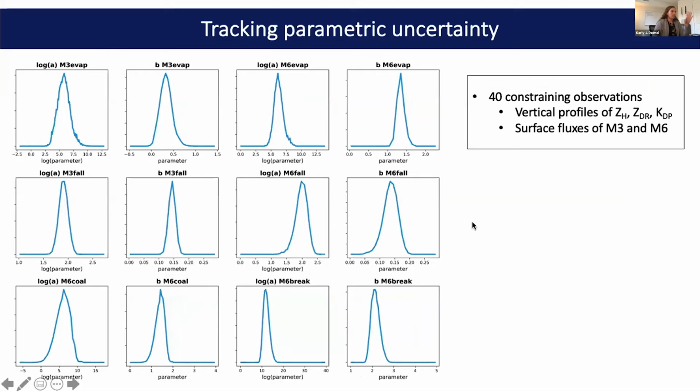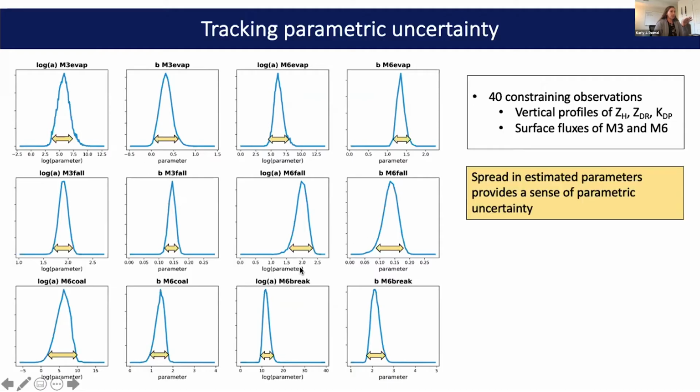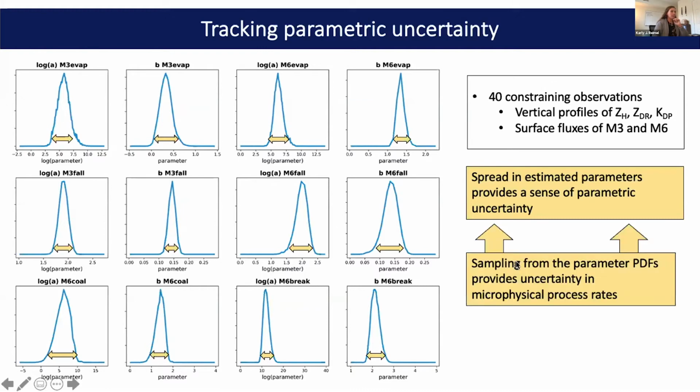Everything I've shown you thus far is done when we are trying to estimate our 12 parameters of our microphysics scheme. So here I've plotted PDFs of those 12 parameters that we've retrieved, where we can think about this spread in the parameter PDFs as giving us a sense of the parametric uncertainty within our microphysics scheme. When we sample from these parameter PDFs, we can get an estimate of our microphysical process rate uncertainty, like what I showed in the plots in the previous slide.